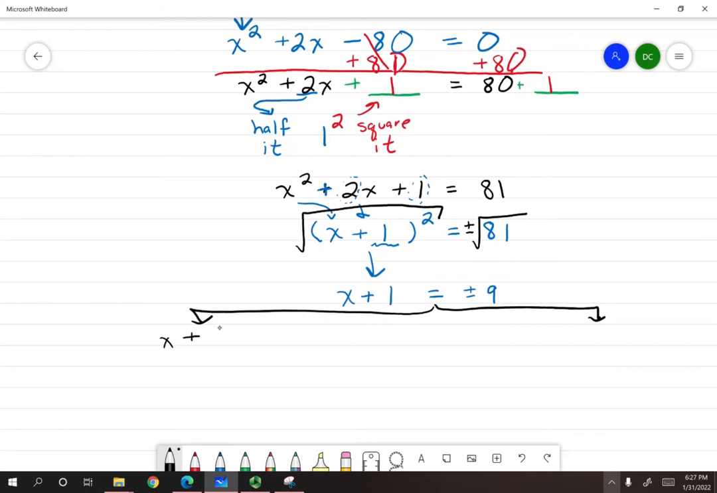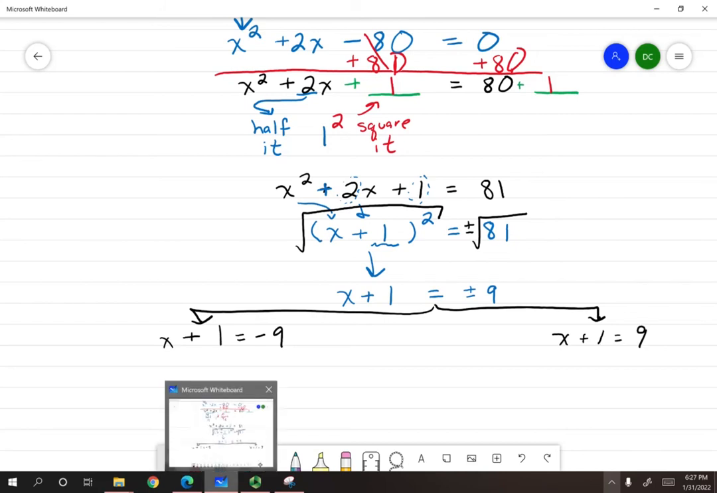X plus 1 equals negative 9, and x plus 1 equals positive 9. I'm going to subtract 1 from both sides here. That gives me x.